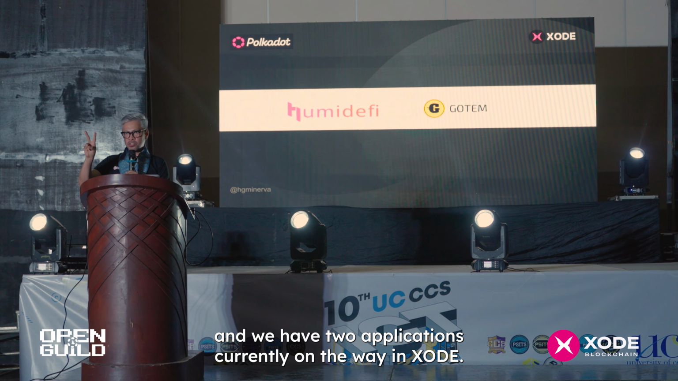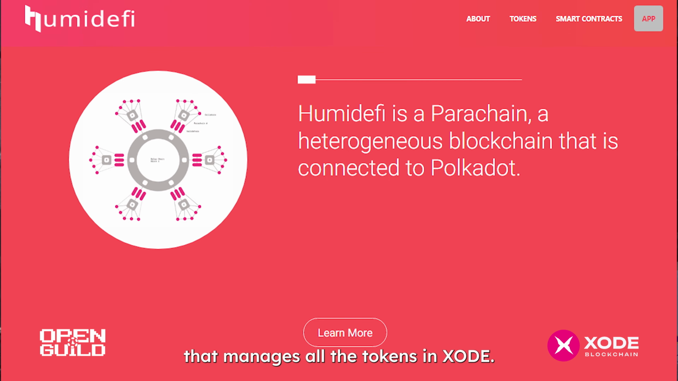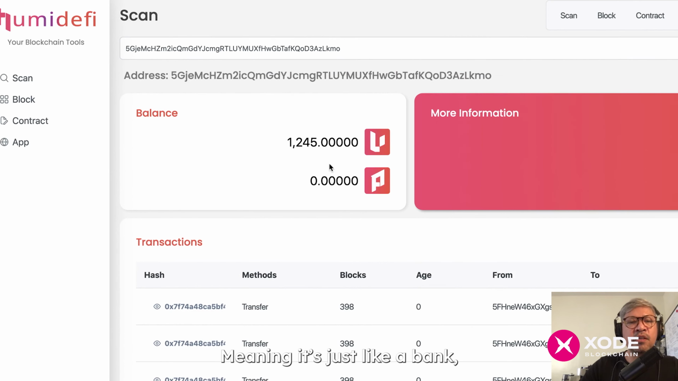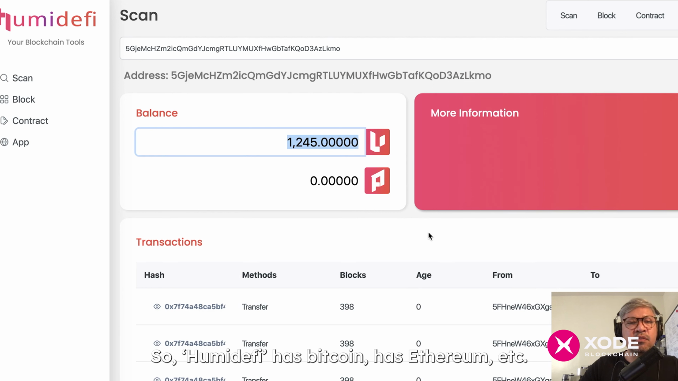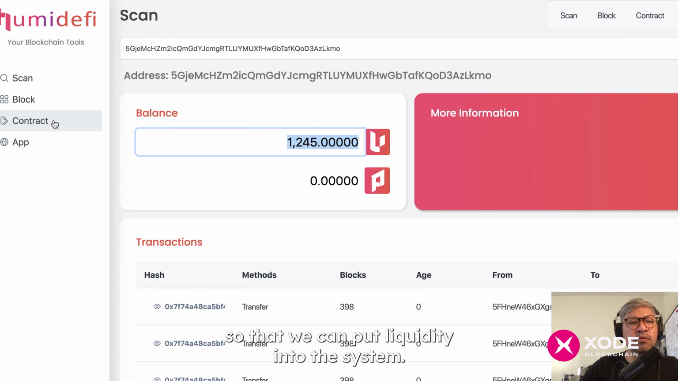And we have two applications currently on the way in XODE. One is Humidify and one is XODE. So Humidify is an application that manages all the tokens in XODE, meaning it is just like a bank. Like consider a bank has dollars, has peso, has yen. So Humidify has Bitcoin, has Ethereum, etc. So it is just like a bank. Okay, this is one application that we are putting in XODE so that we can put liquidity into the system.